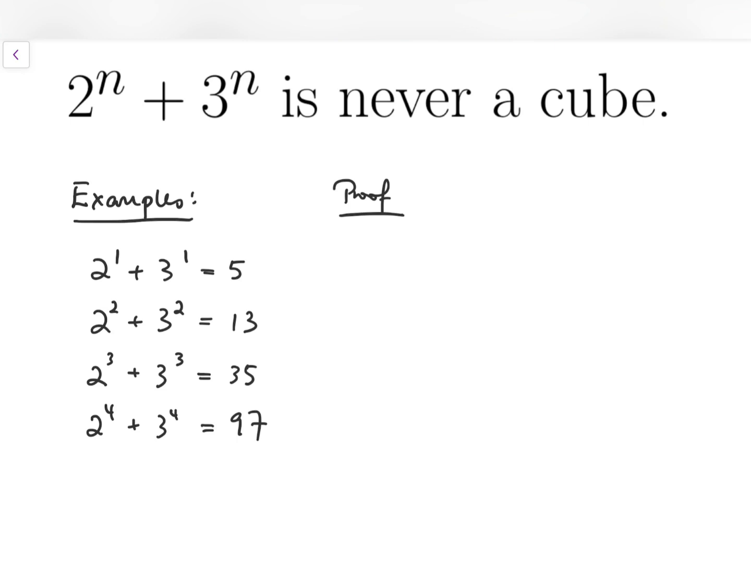To prove that for all natural numbers n, the given expression is never a perfect cube, we usually need some tools on modular arithmetic. For example, I can pick a positive integer, say p. Then I'm going to consider the remainder when 2 to the power n plus 3 to the power n is divided by p.